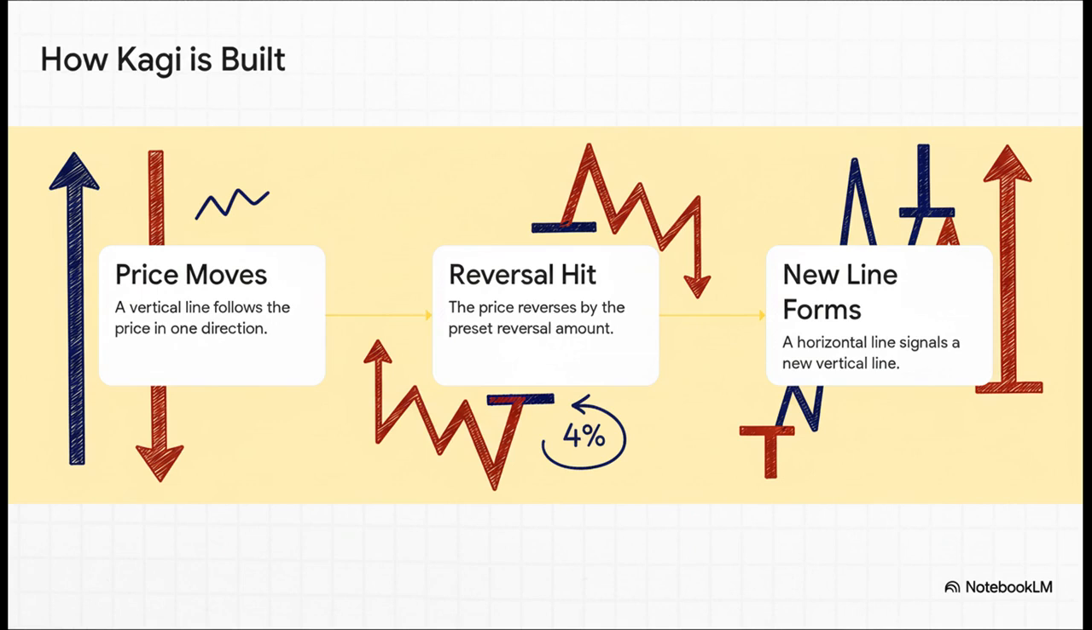How it's built is actually super simple. Check it out. As the price goes up, a vertical line just keeps going up with it. That line only stops and changes direction when the price pulls back by your preset amount, our 4%, for example. When that happens, you get a little horizontal line and a new vertical line starts heading the other way. That's it. It's so simple, clean, and incredibly effective.